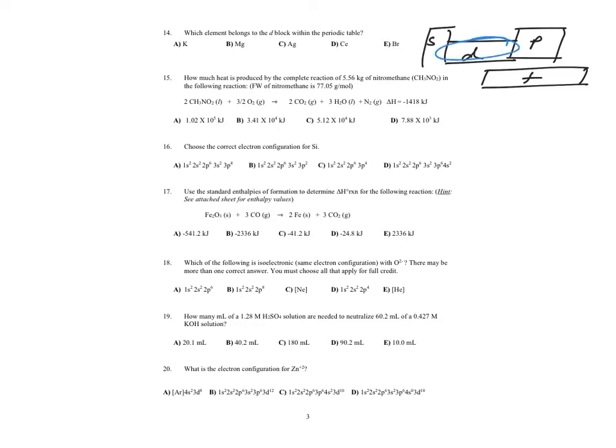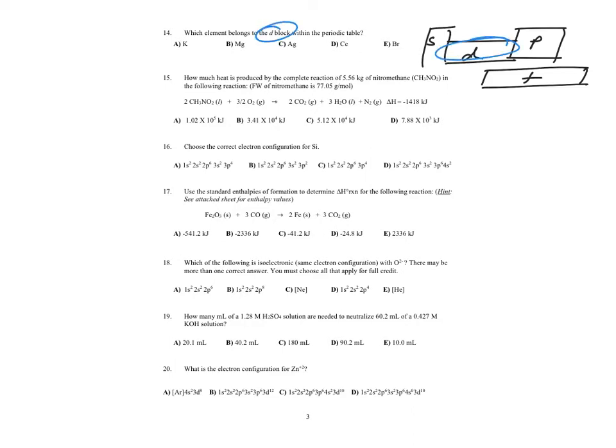All right, so going on to the next page, which element belongs to the D block within the periodic table? So I told you, you've got to work on electron configuration and you need to learn which ones are the D block. Hopefully you know that the S block looks like that. Hopefully you know that's the D block. Hopefully you know this is the P block. And then you have your F block down here. So any elements that you would find in this area are the D block.